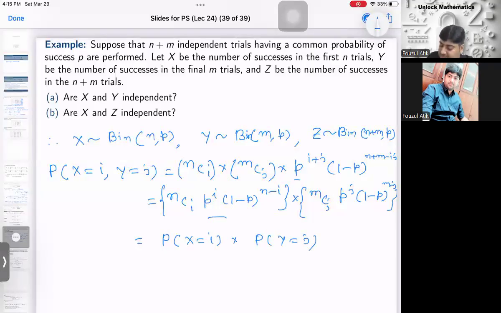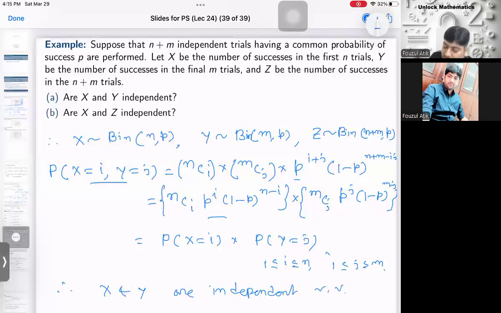So this joint probability mass function is equal to the product of the individual marginal probability mass functions, for all 1 less or equal to i less or equal to n and 1 less or equal to j less or equal to m. And therefore we can declare that X and Y are independent random variables.